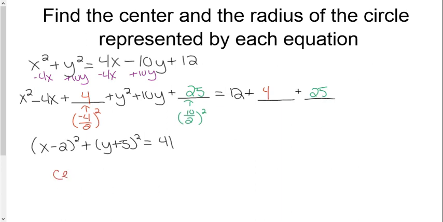So now we need to find the center. So to find the center, again, we look at the two numbers inside the parentheses and we switch their signs. So negative 2 becomes a positive 2 for my center, and positive 5 becomes a negative 5 for my center. And then my radius comes from the last number, the one that's all by itself, and that is the square root of 41. Now 41 is what we call a prime number, so we can't reduce that any further. So it just stays the square root of 41.